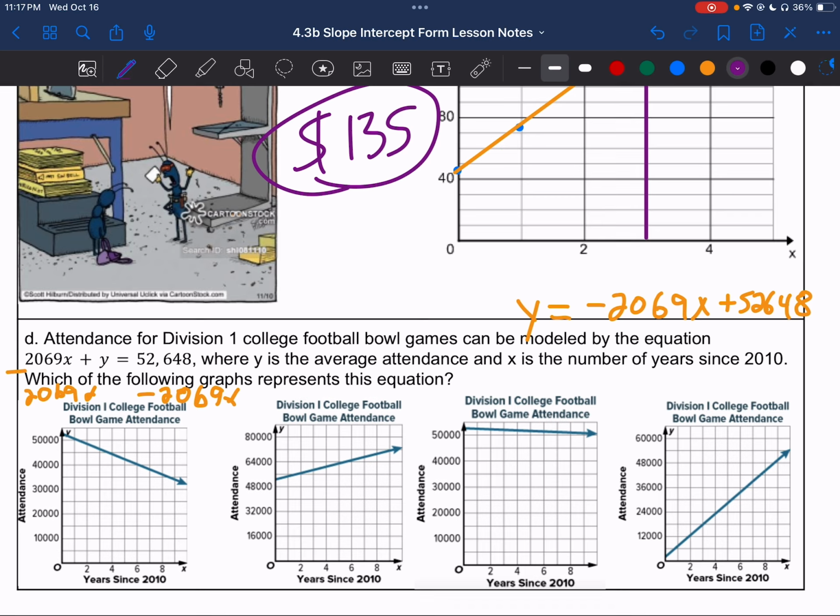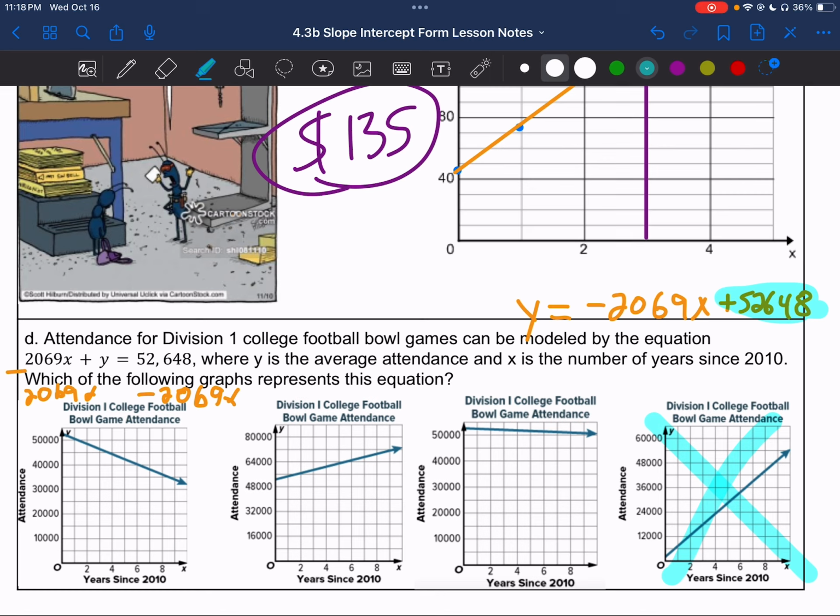Now, my y-intercept is going to be at 52,648. Are there any that I can eliminate based on y-intercept? Well, the fourth graph is definitely eliminated because it's starting me somewhere between 0 and 6,000. So it's starting me somewhere around 4,000, 3,000. So that's definitely not right, right? We need to be starting at 52,000. Okay, so let's see, our first and our second and our third all seem to be in that same ballpark.